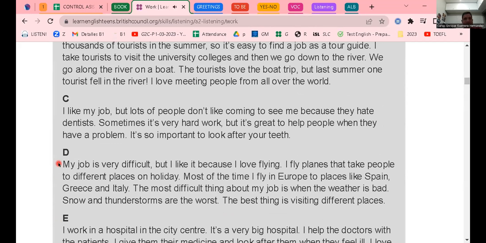My job is very difficult, but I like it because I love flying. I fly planes that take people to different places on holiday. Most of the time, I fly in Europe to places like Spain, Greece, and Italy. The most difficult thing about my job is when the weather is bad. Snow and thunderstorms are the worst. The best thing is visiting different places.